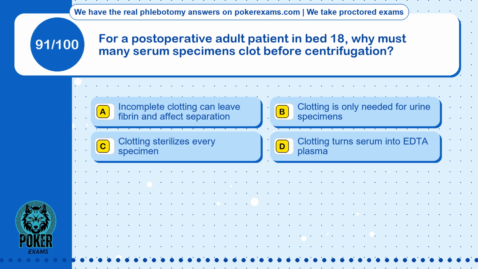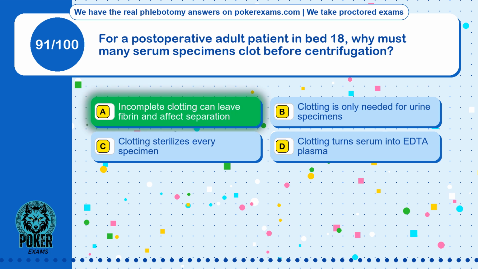Question 91. For a postoperative adult patient in bed 18, why must many serum specimens clot before centrifugation? Option A, incomplete clotting can leave fibrin and affect separation. Option B, clotting is only needed for urine specimens. Option C, clotting sterilizes every specimen. Option D, clotting turns serum into EDTA plasma.